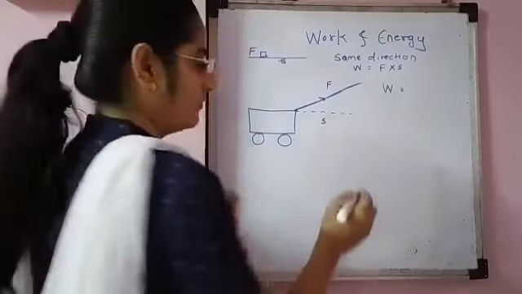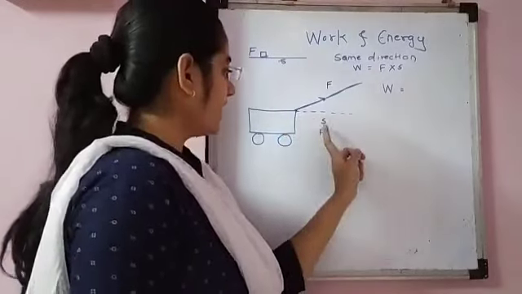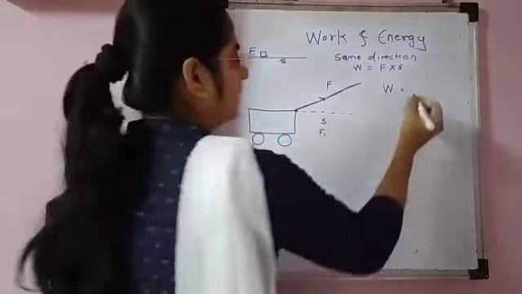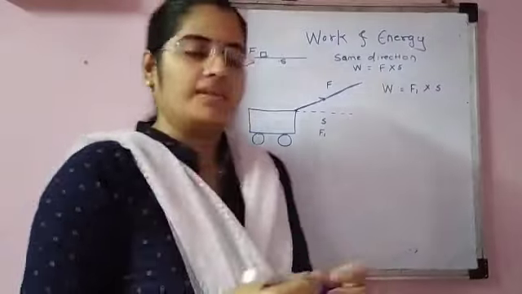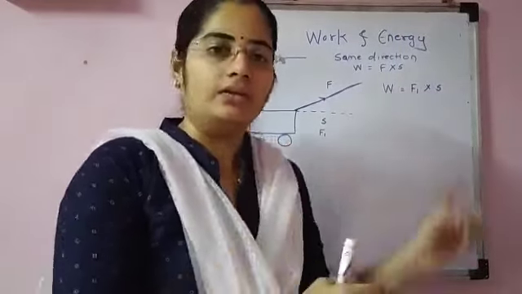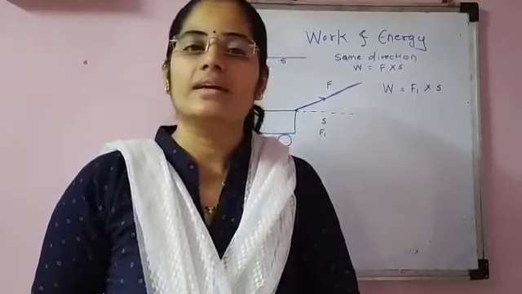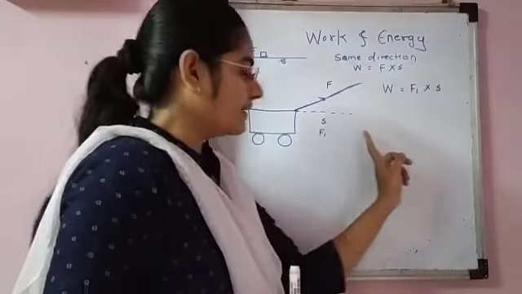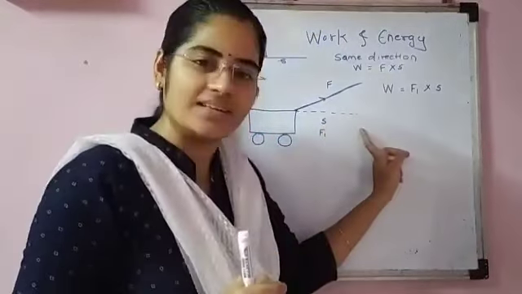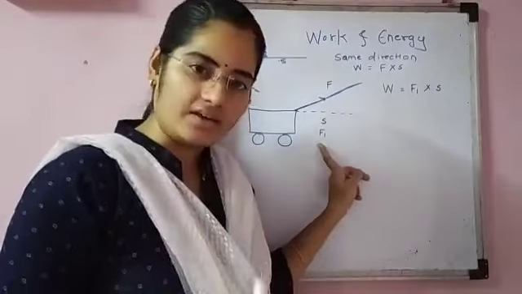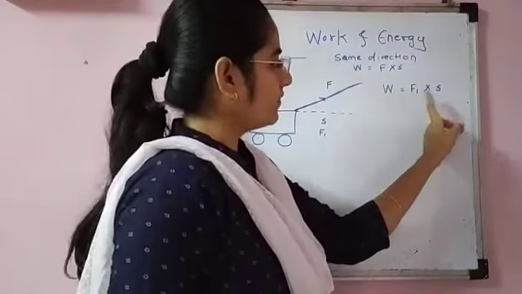So let's consider that force as F1. F1 force acts on this object in this direction and the displacement is S. Then we say that W is equal to F1 into S. But here we do not know the value of F1, so we have to calculate it. Why do we consider F1? Because the object is displaced in this direction. When the object gets displaced, some force acts on that object in this direction, and this force we consider as F1. This force and the displacement are in the same direction, so W is equal to F1 into S.